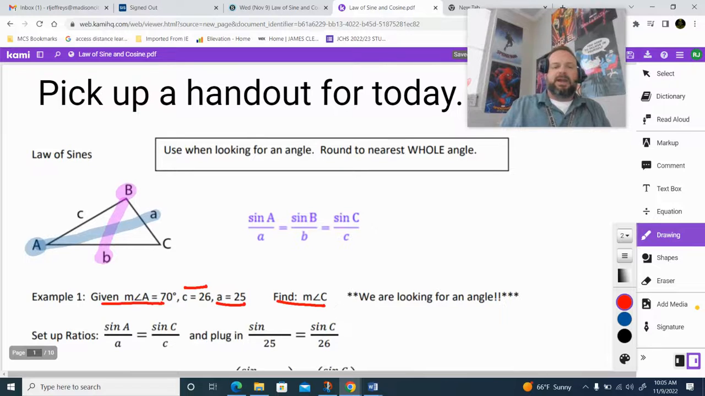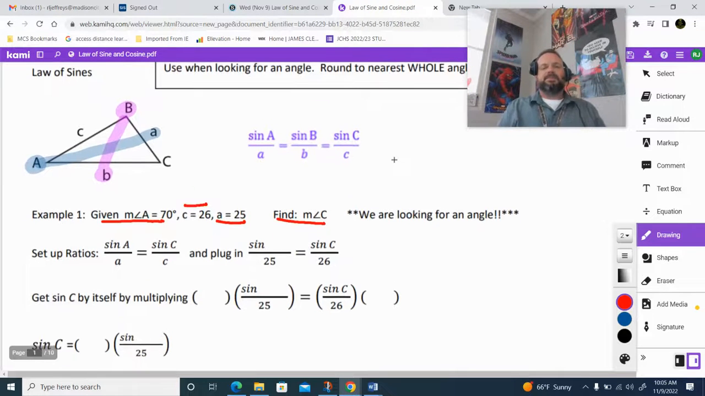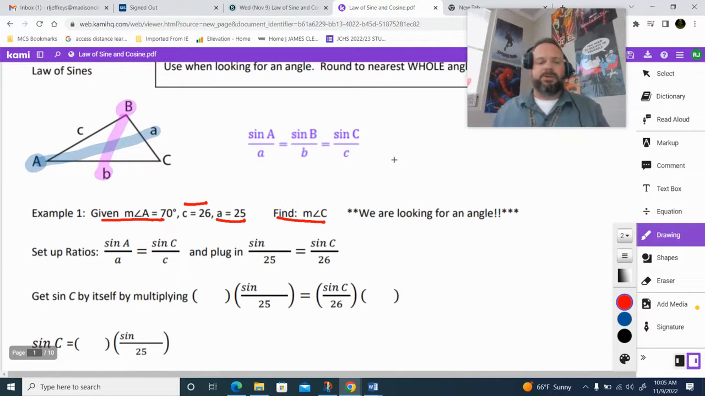And when we look for angles, we're going to round to the nearest whole angle. There should be no decimals in this. All right, so when we're setting up our ratios, this should be the sine of A. So this should be the sine of 70. That's right here. That's the only thing you had to plug in. Wow, somebody made your life easier.